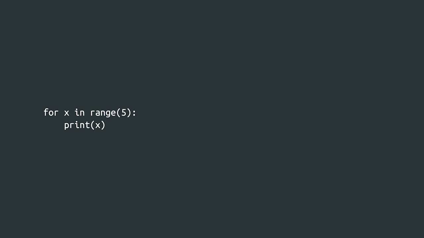Also, between the for keyword and in keyword, we have the name of a variable. This variable will take each of the values in the sequence that the loop iterates through. So in this example, it'll iterate through a sequence of numbers generated using the range function.